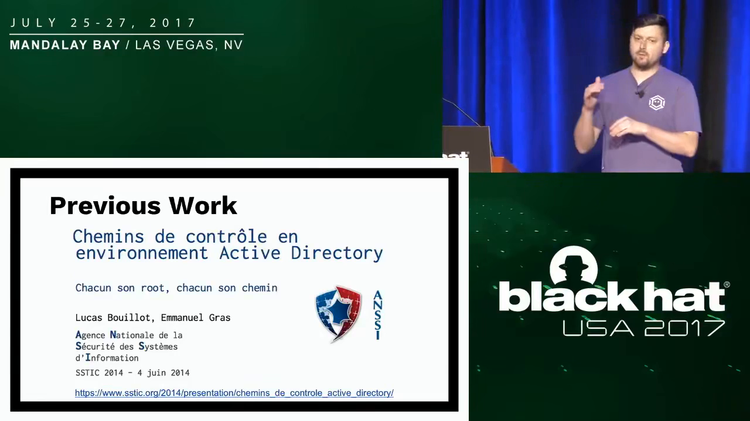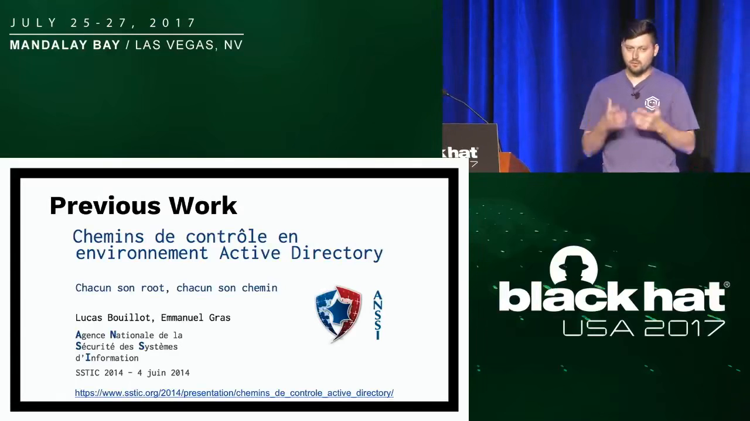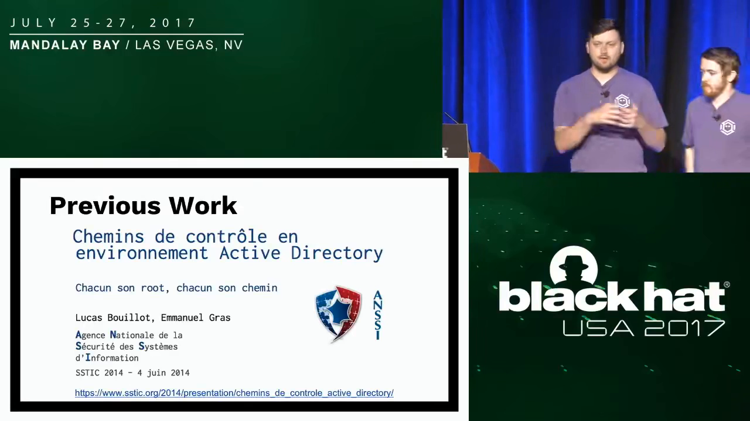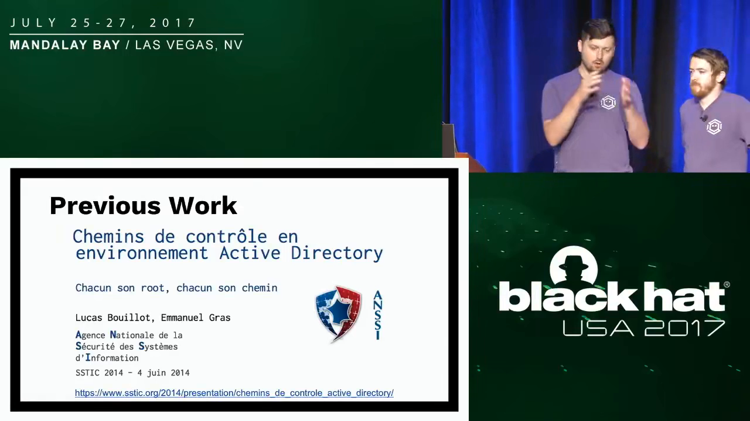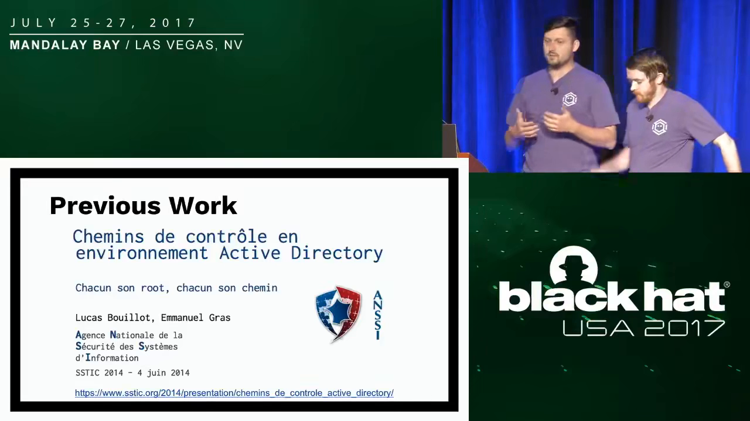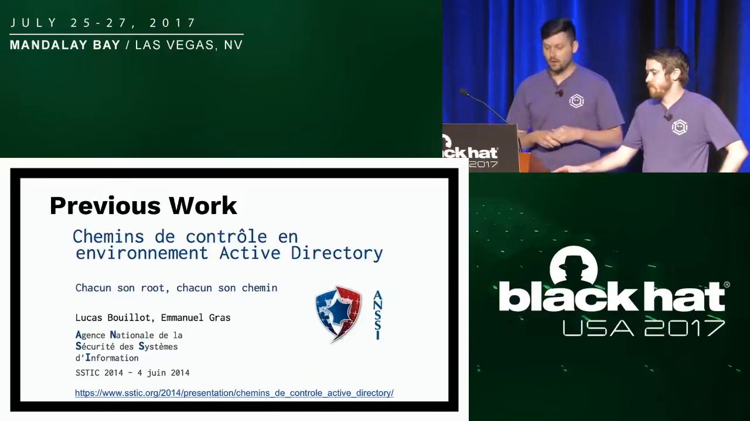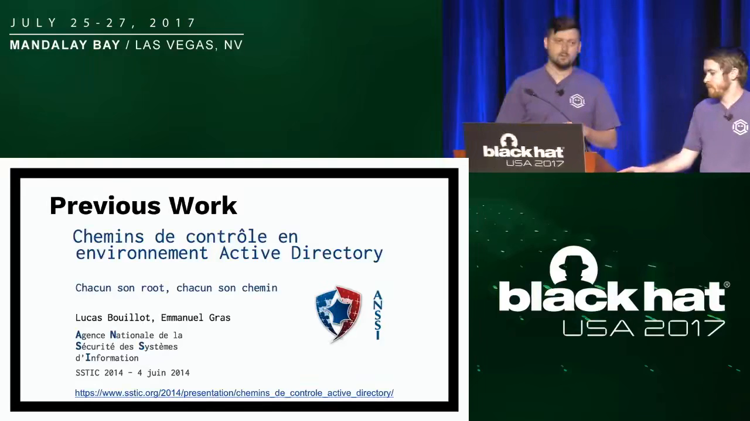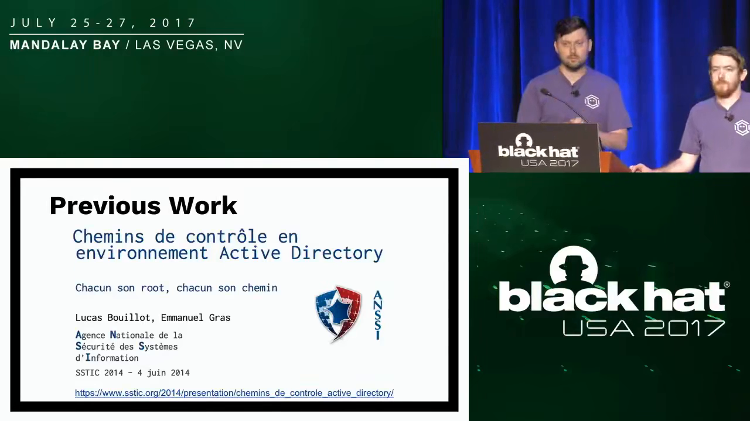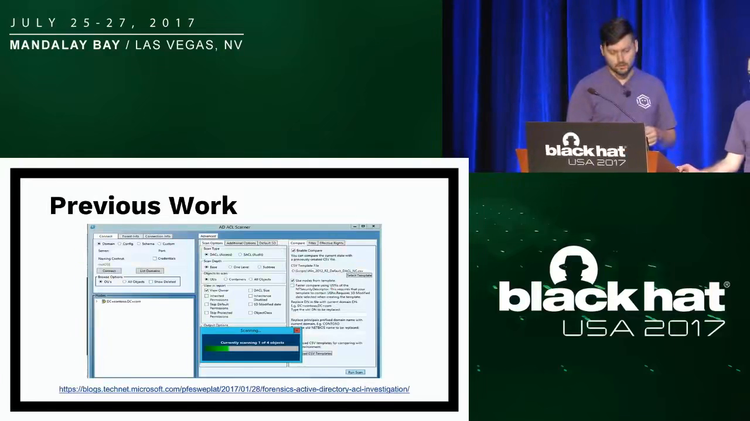They did the white paper regarding how ACEs can be abused, and they also used graph theory to map out the connections that can go from any arbitrary place in the domain to another. So they also served as initial inspiration for us when we were developing BloodHound about a year and a half ago. Luca Bouillot and Emmanuel Gras, we want to make sure that we mention their names. They're the ones who developed the Active Directory Control Paths project.